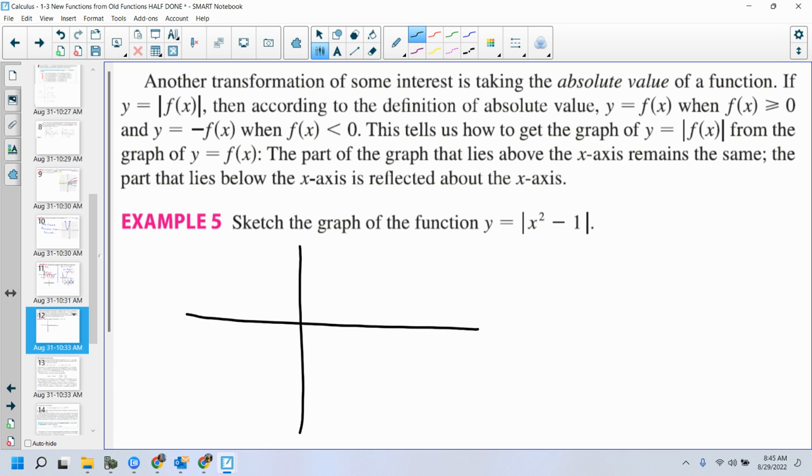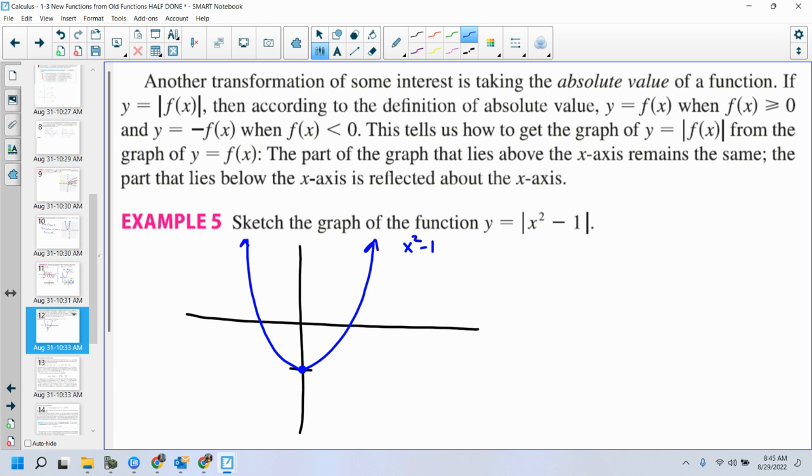So taking a look here, if I look at my basic x squared minus 1, forget about the absolute value for right now. What's that transformation on the quadratic? Down 1, right? So down 1 unit, there's my vertex. That is just x squared minus 1.